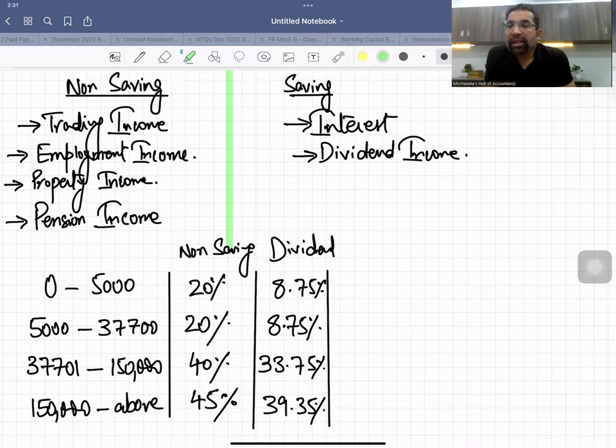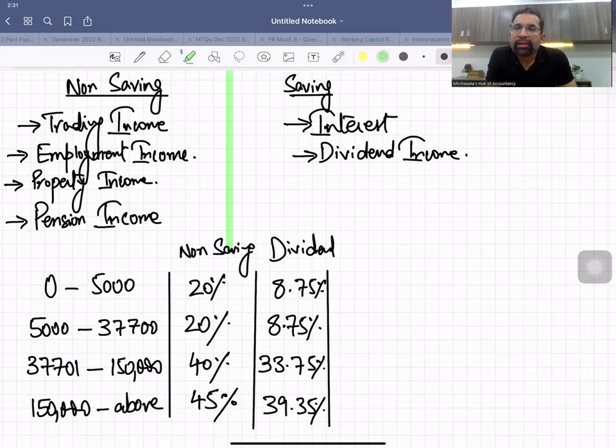Because the tax rates of these incomes are different. For non-saving income, the tax rate is different. For saving income, the tax rate is different. And why is the tax rate different? For motivation.